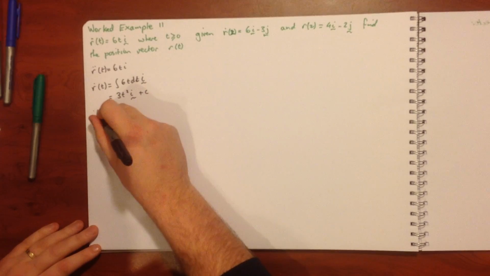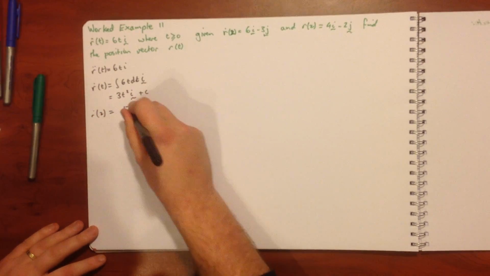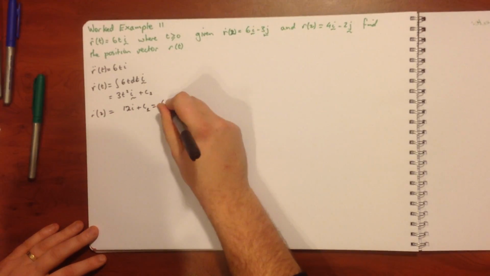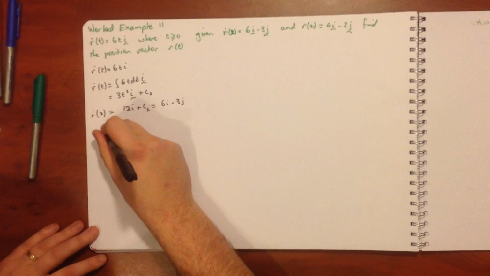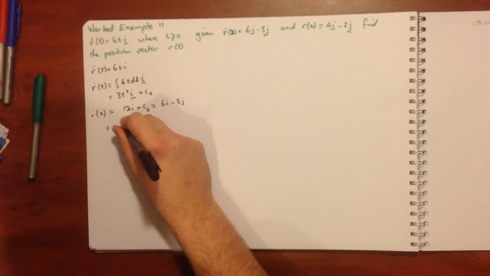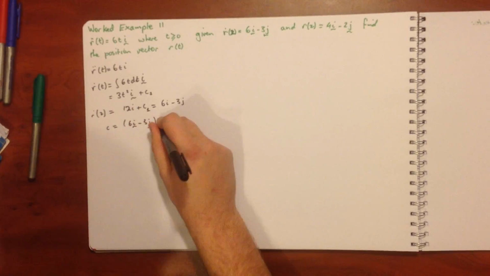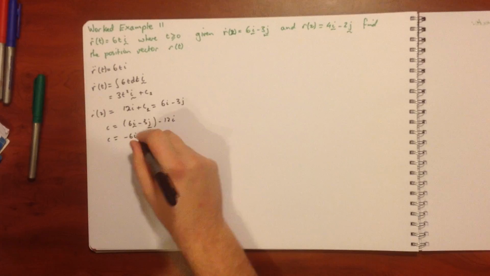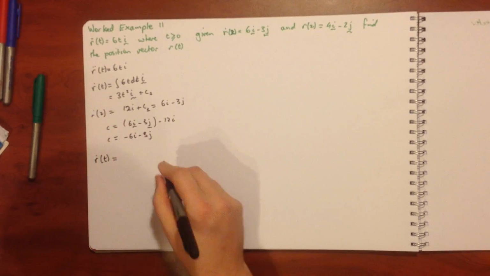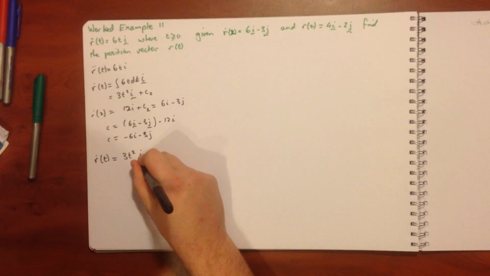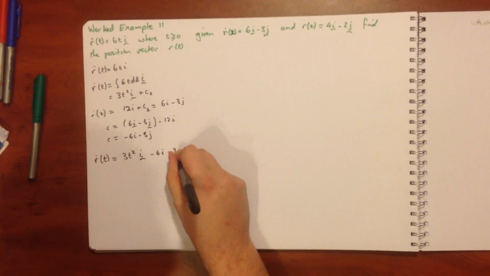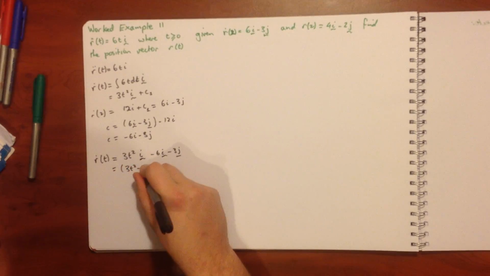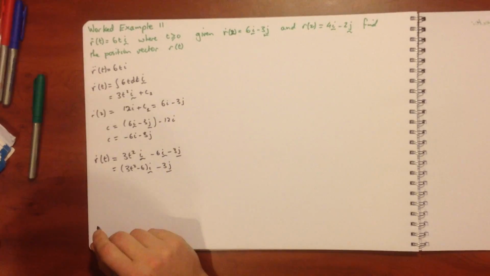Then we get r dot(2) is equal to 12i plus c. We'll call that c1. We know that's equal to 6i minus 3j, so c is going to equal 6i minus 3j take 12i. So c is going to equal minus 6i take 3j. So our r dot(t), our velocity vector, is equal to 3t squared minus 6 i minus 3j. So that's going to be our velocity vector.